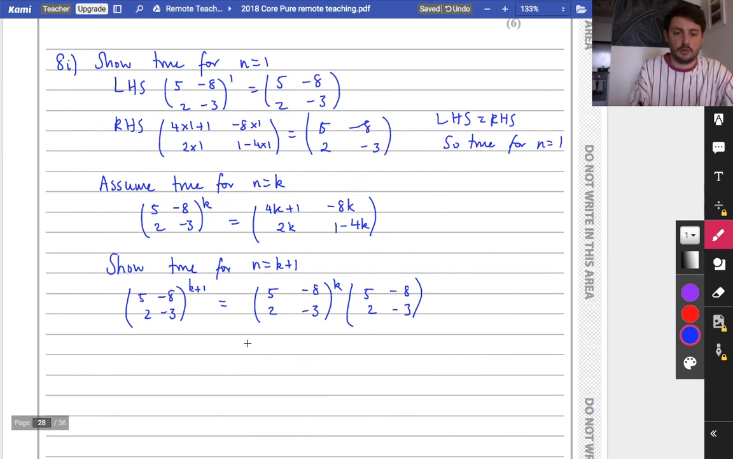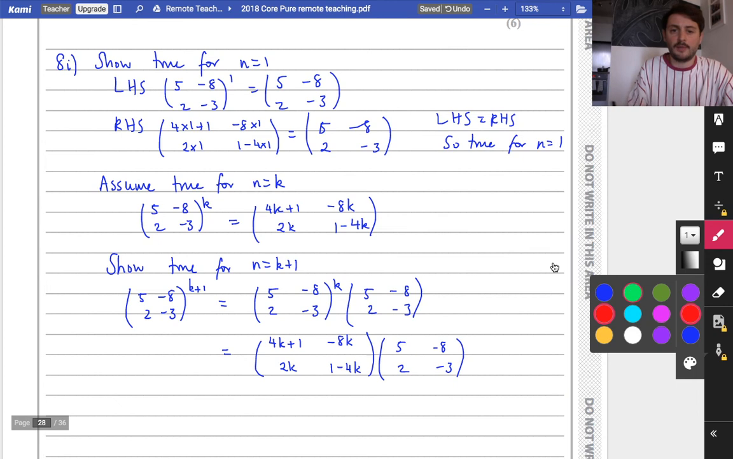Now, we know what this thing is. We've just assumed it. We've assumed that it was 4k plus 1, minus 8k, 2k, and 1 minus 4k. You could write these either way around, by the way. You'll end up with the same thing. Multiplied by 5 minus 8, 2 minus 3.